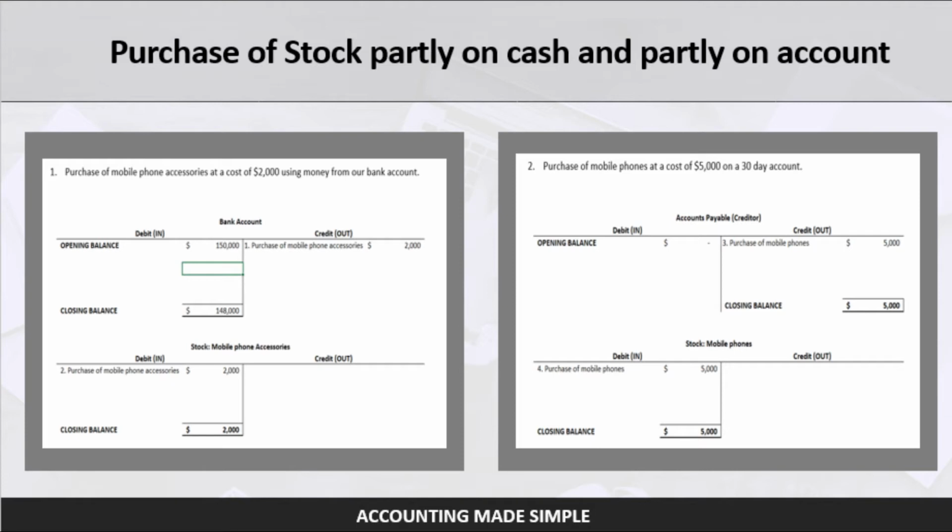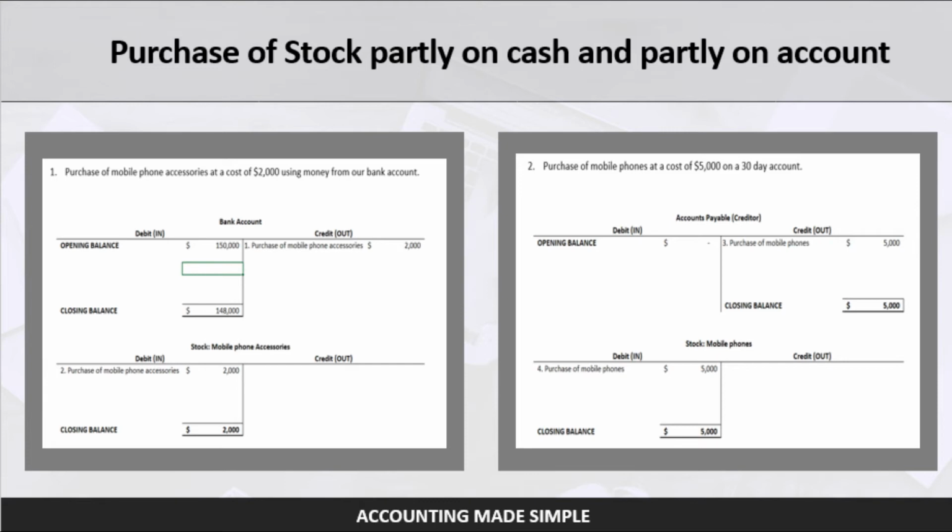Number 2, we'll then purchase mobile phones from Supply 2 at a cost of $5,000 on a 30-day account. How would the debits and credits be recorded in an accounting system? Firstly, purchase of mobile phone accessories at a cost of $2,000 using money from our bank account.